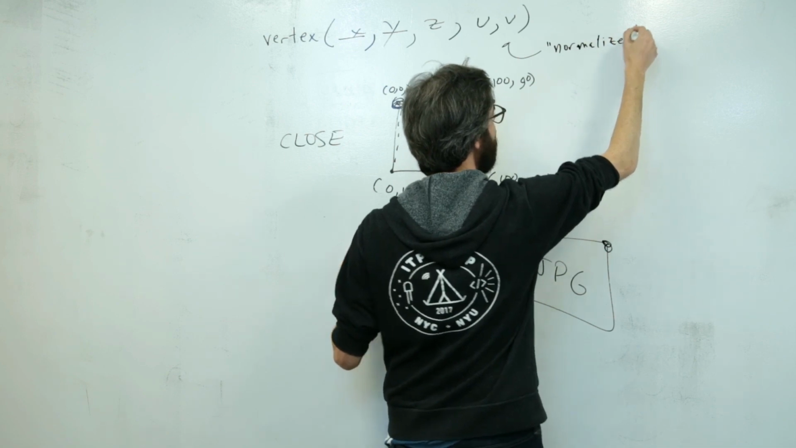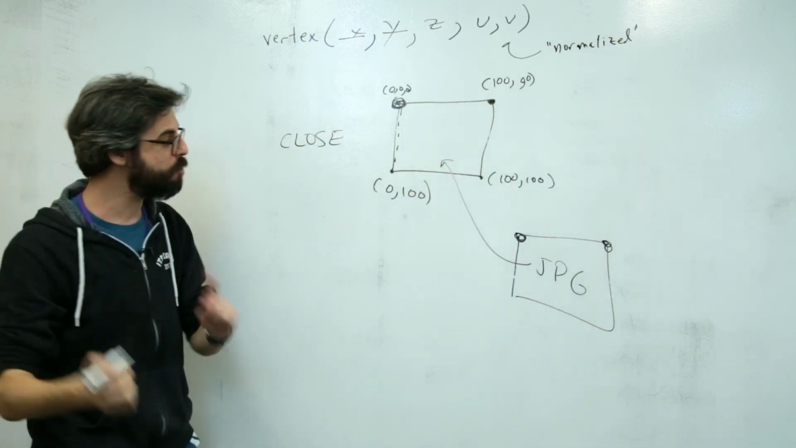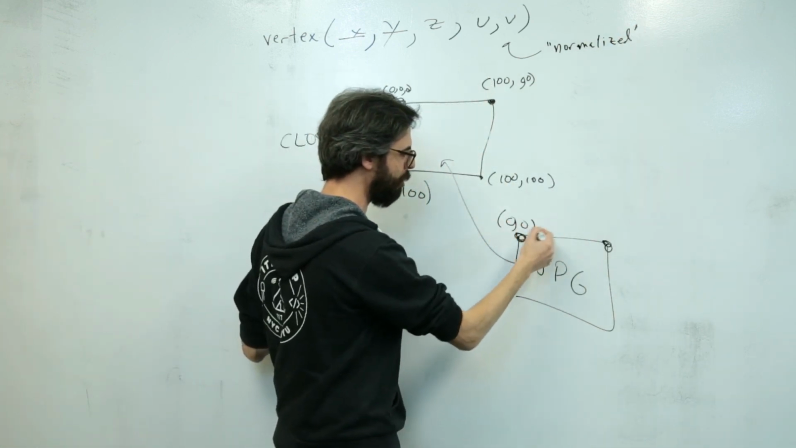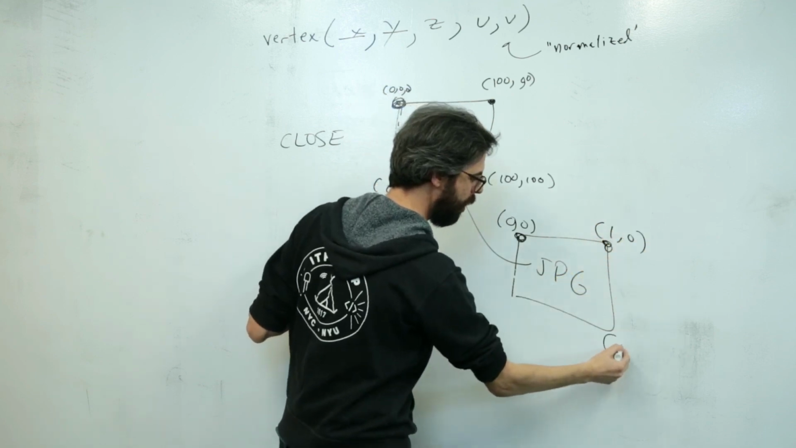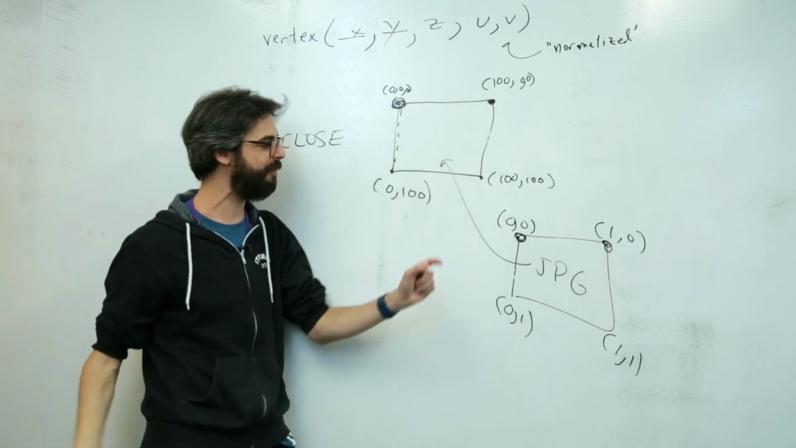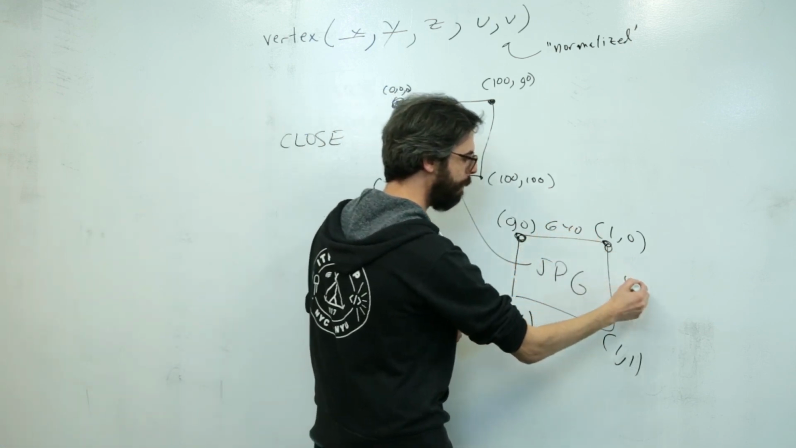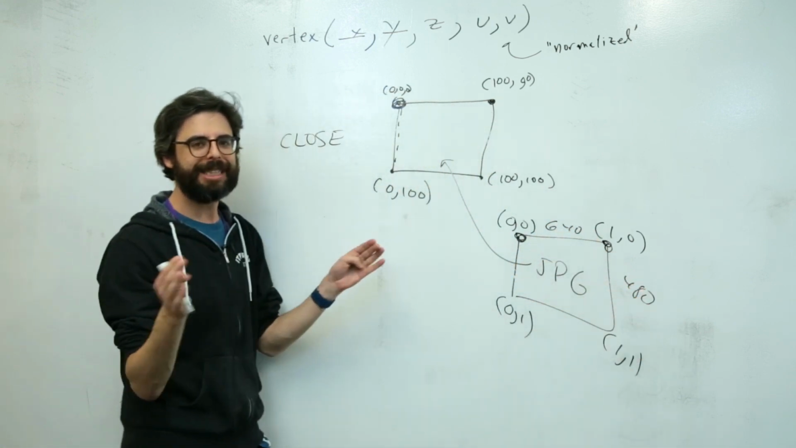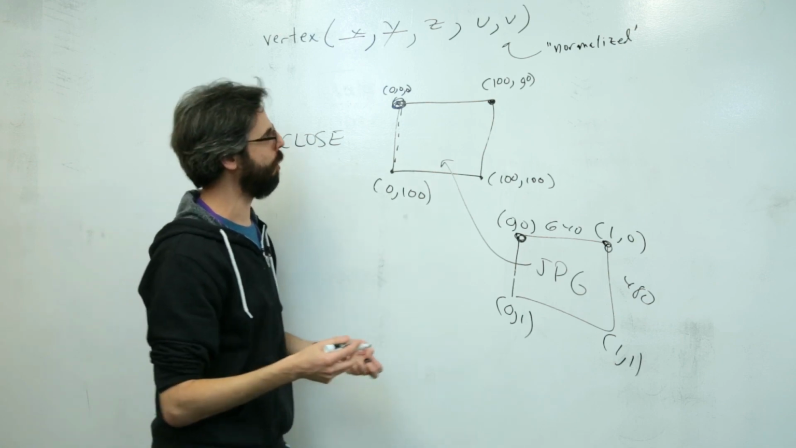So there are different ways this can be done, but what I mean by normalized is this is actually 0, 0, this is 1, 0, this is 1, 1, and this is 0, 1, even if this is a 640 by 480 image. So basically, let's look at how that works.